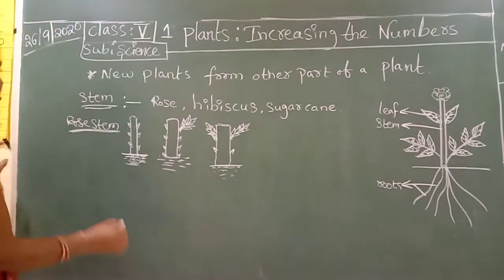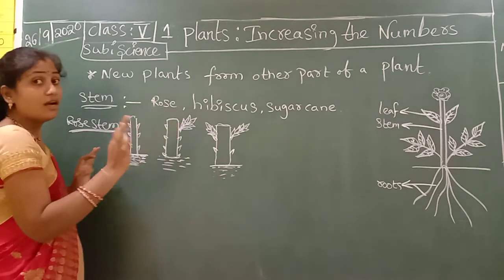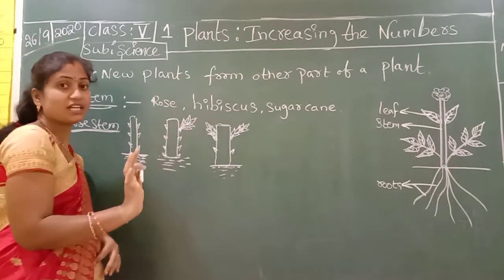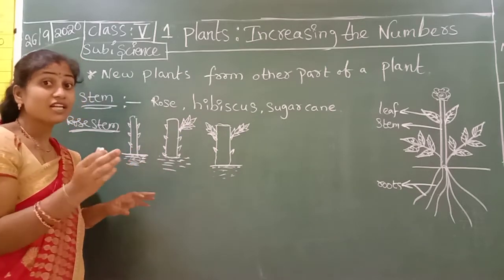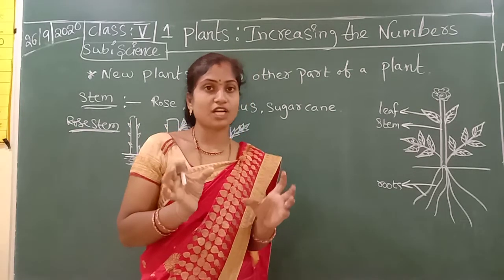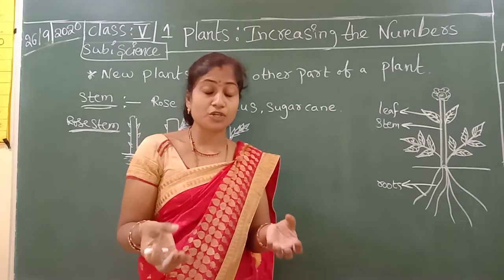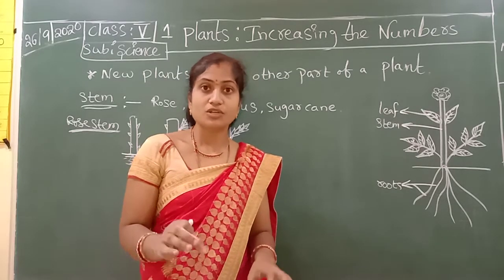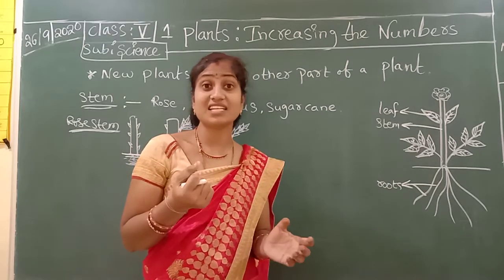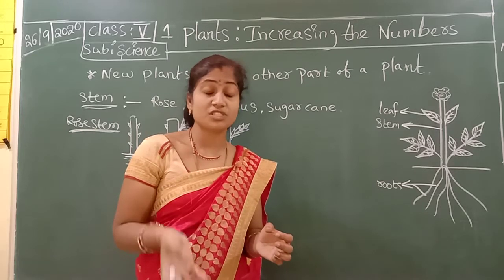Next, root cuttings. Okay, stem cuttings we are taking only from flower plants: rose, hibiscus, sugarcane, like that. Underground, we know potato very well. We like potato curry also. This potato is produced underground only. So it is the stem that produces the new plant. How is that possible? Because it is an underground stem, producing underground.